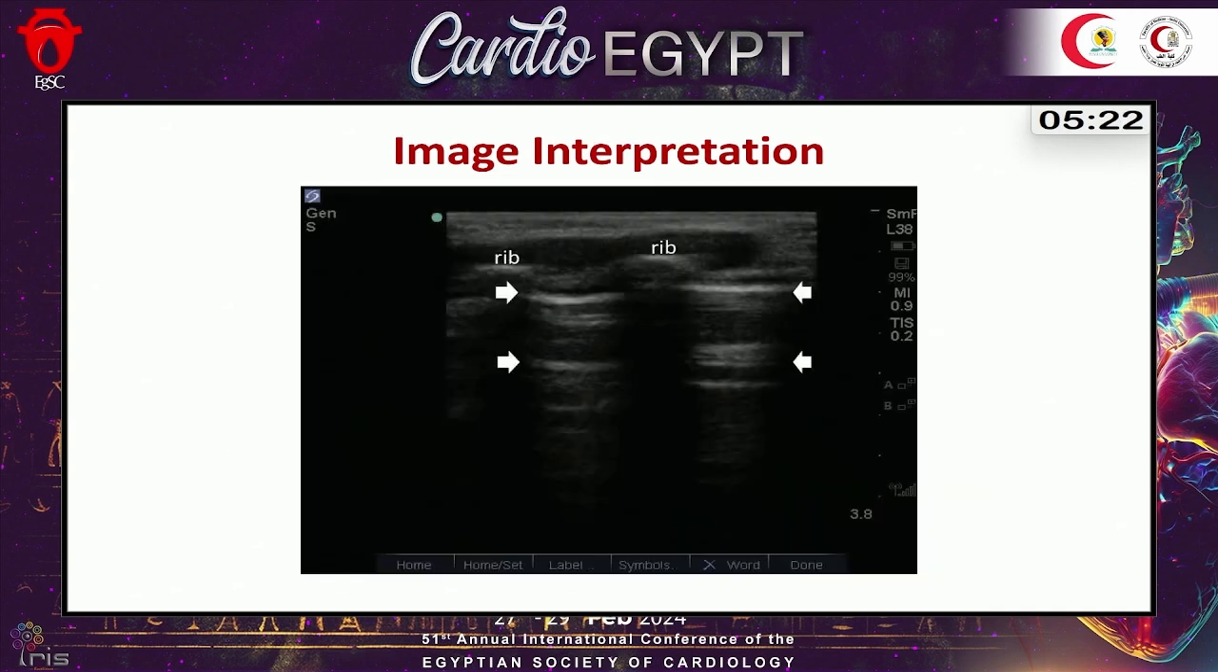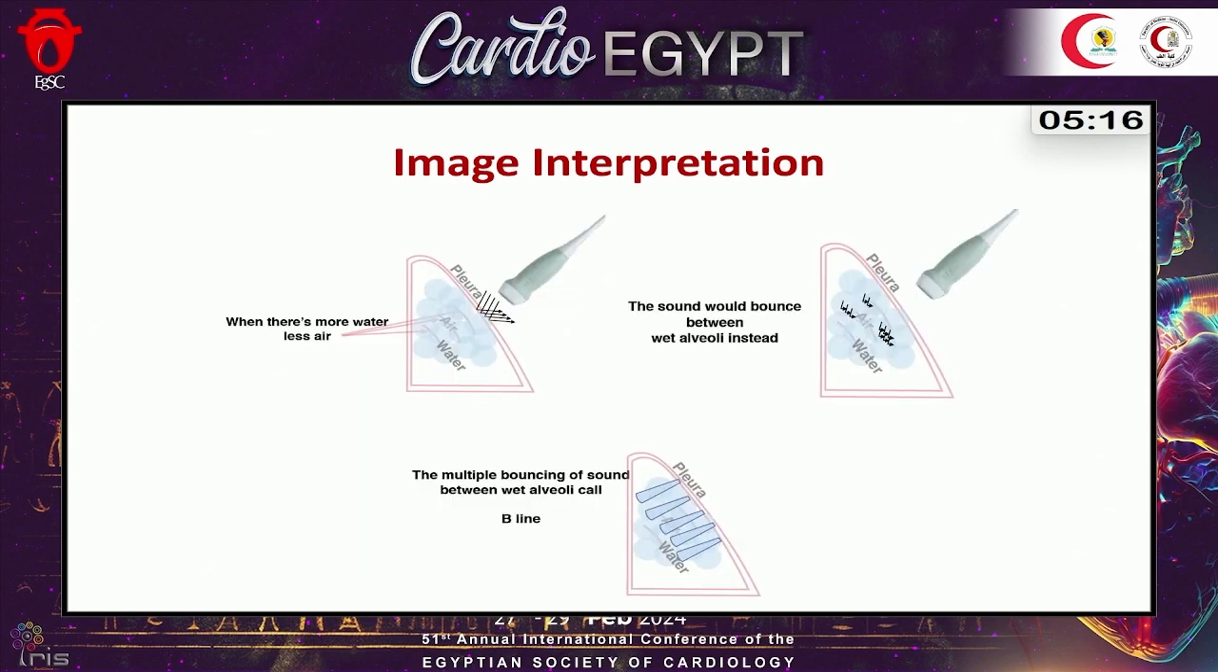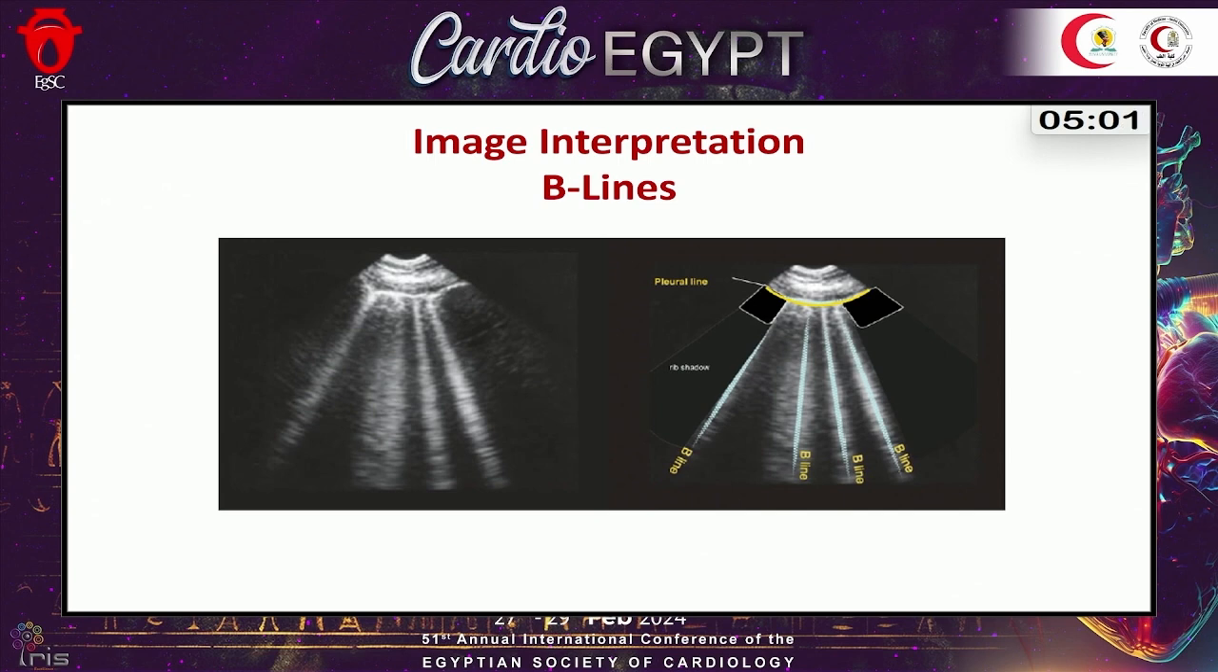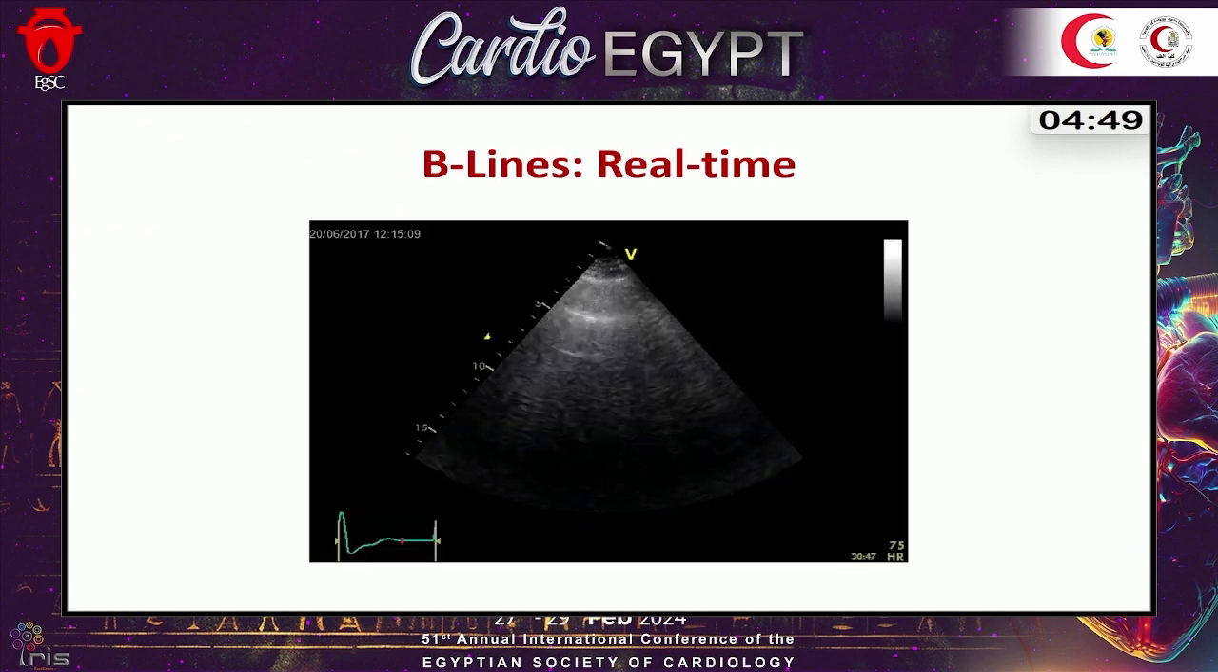This is another image showing the A lines and the ribs interposed between them. While in the case of the presence of water in the lung or lung congestion, usually what happens is the sound waves bounce between the wet alveoli instead, creating what we call the pathognomonic sign, which is perpendicular lines called the B lines. The B lines are like comet tail lines that are perpendicular to the pleural line, and they appear evanescently while we are moving the probe in the intercostal space, like this video that shows the B lines, perpendicular to the pleural line.